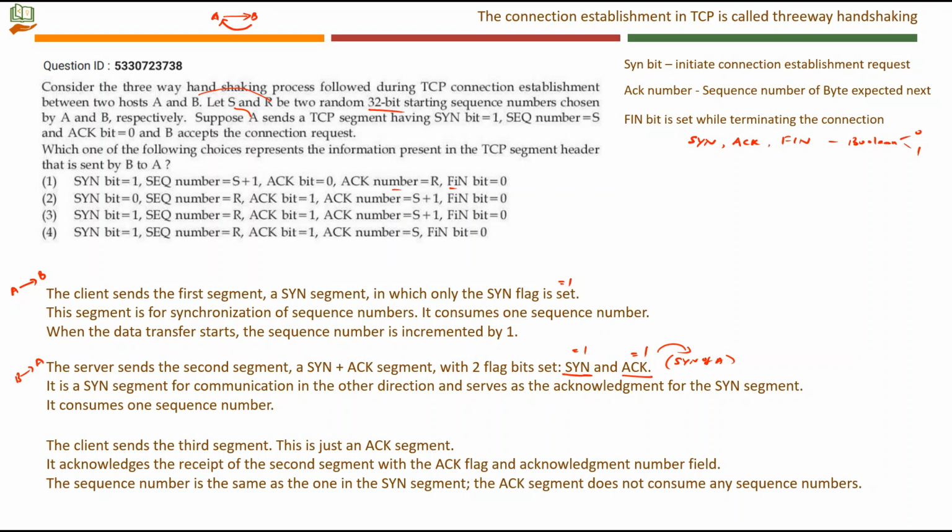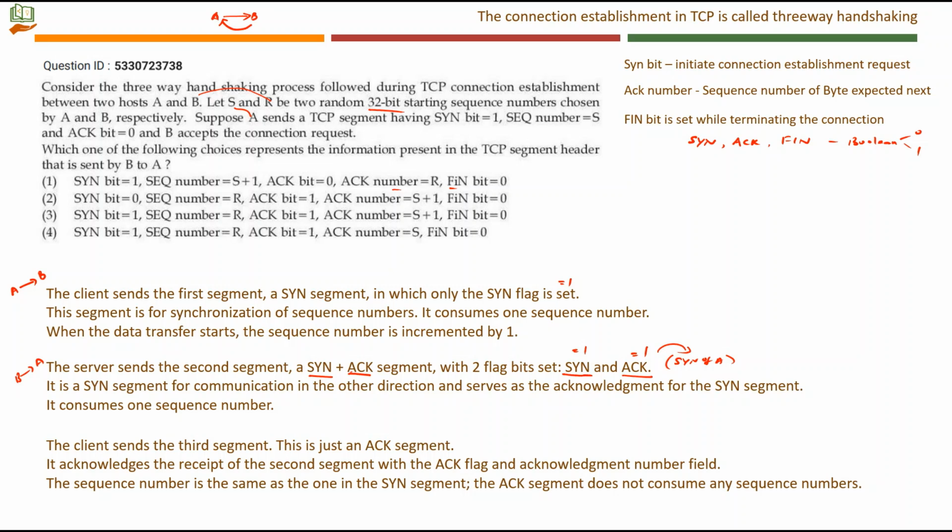The first scenario is what is given in the question, where A sends a TCP segment. The second scenario is what they have asked us to find from the options: what will be present in the header when B communicates to A? Now we will check. The SYN bit and ACK bit will both be set to 1. So wherever you have both values equal to 1, only those options can be kept.